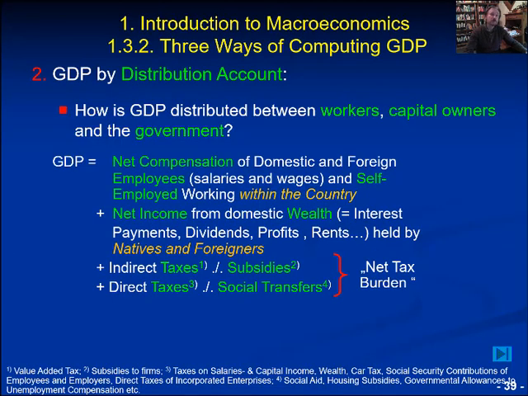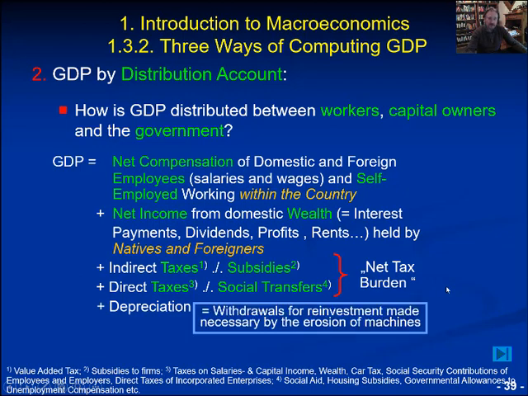The last component of the distribution account is depreciation. This is not the kind of depreciation you know perhaps from tax laws. This is macroeconomic depreciation. As already mentioned, according to the definition of statistical offices, this type of depreciation corresponds to the withdrawals for reinvestment made necessary by the erosion of the capital stock, machines, production facilities, production buildings, and the like. So this is physical depreciation, not tax law depreciation.